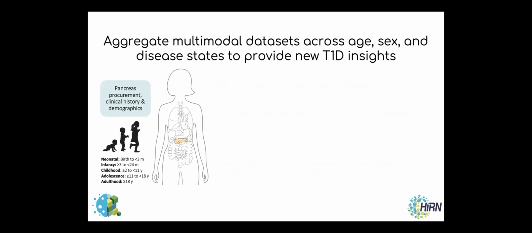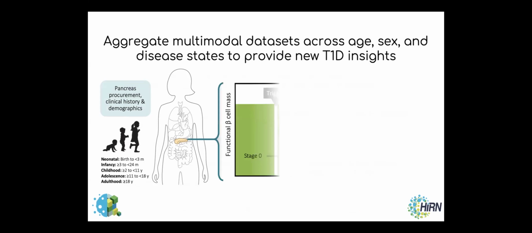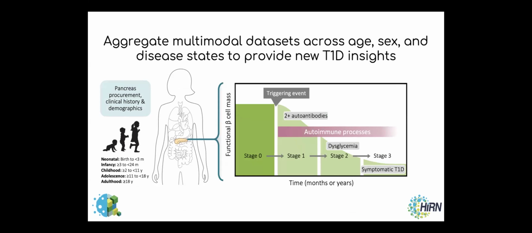And so everything starts with metadata, as you nicely heard from Anna, and aggregation of multimodal data sets across age, sex, and disease states to provide new insights into type 1 diabetes. And really being able to incorporate cohorts covering a broad range of type 1 diabetes development, starting with individuals without diabetes as control, those who have autoantibody positivity, dysglycemia, and symptomatic type 1 diabetes.